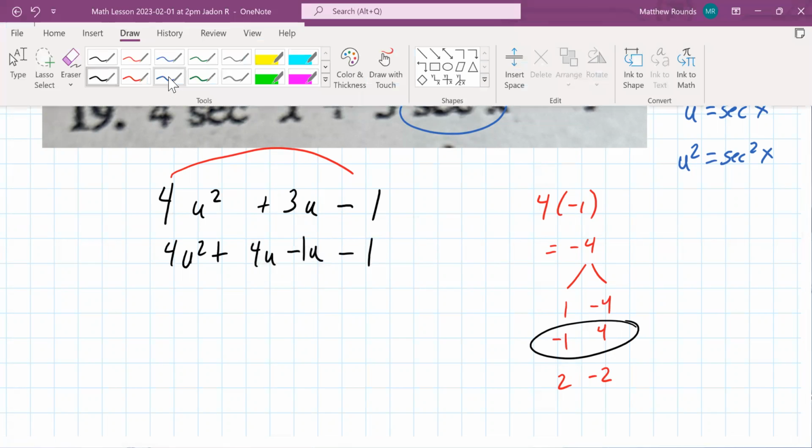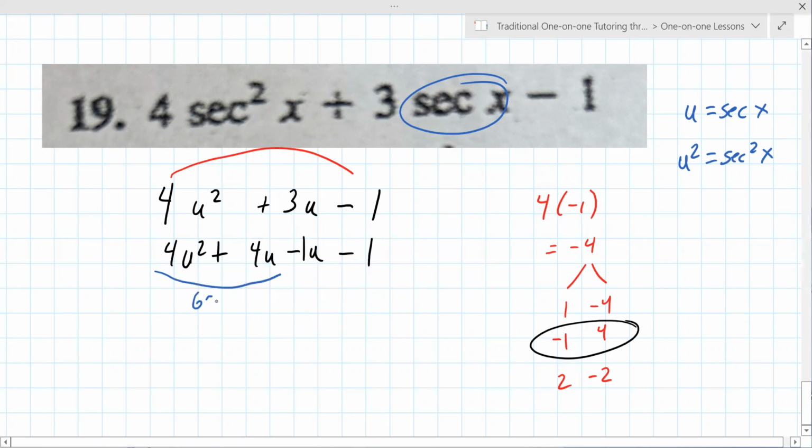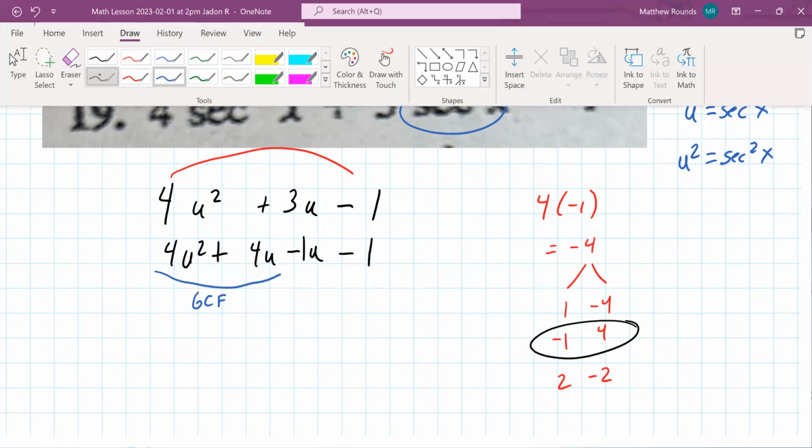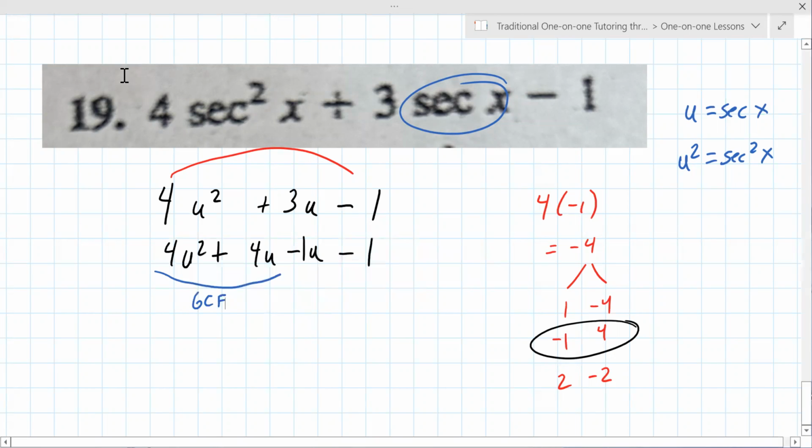So now you're finding the GCF of those two. Can you tell me what that would be? Wouldn't it be 4u? It is 4u. Inside parentheses is u plus 1. You immediately write that over here to the right.